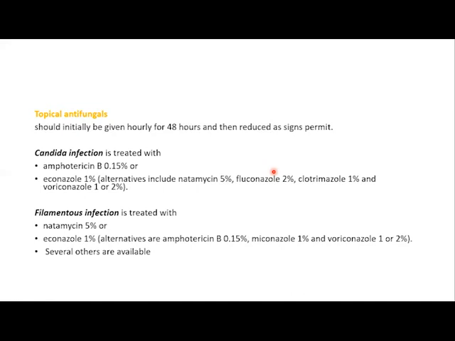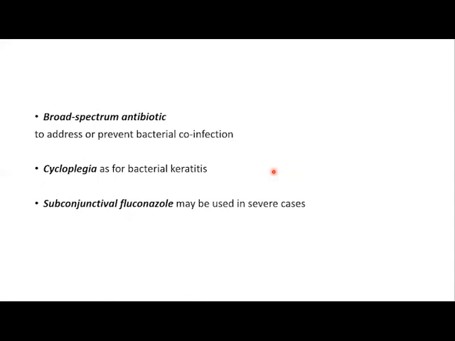Next, filamentous infection is treated with natamycin 5% or econazole 1%. Alternatives are amphotericin B, miconazole, voriconazole, and other drugs are also available. Next, a broad spectrum antibiotic we have to add to address or prevent bacterial co-infection, and cycloplegia as for bacterial keratitis. Subconjunctival fluconazole may be used in severe cases.